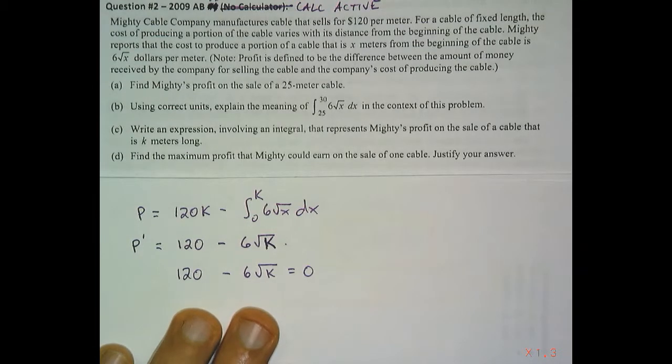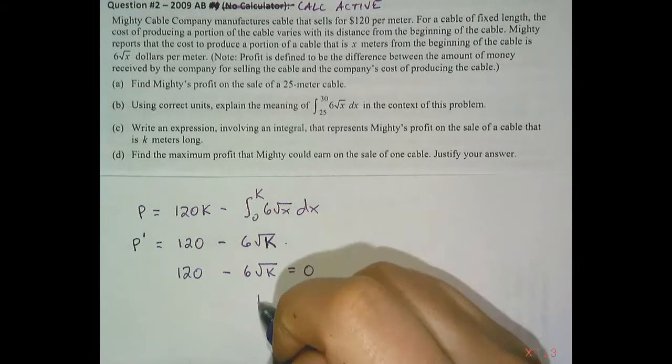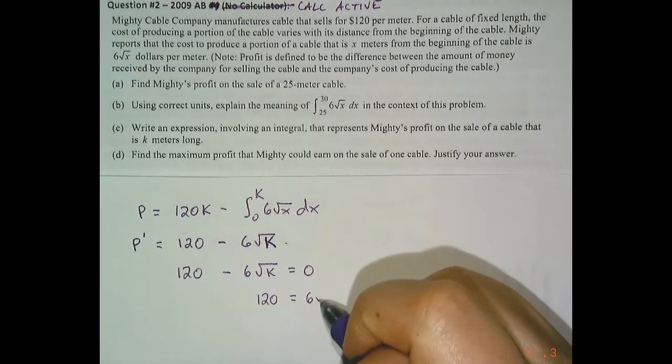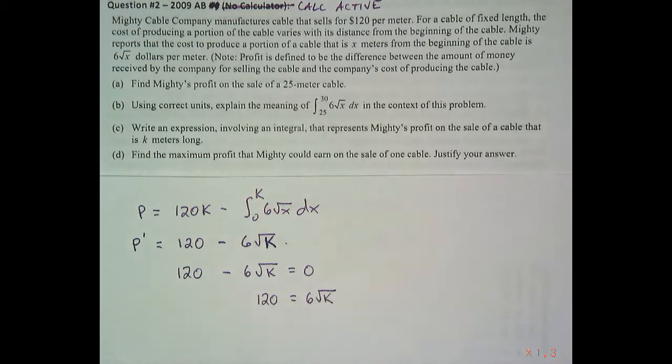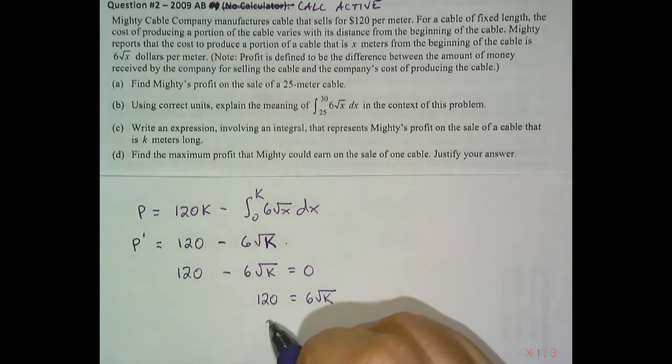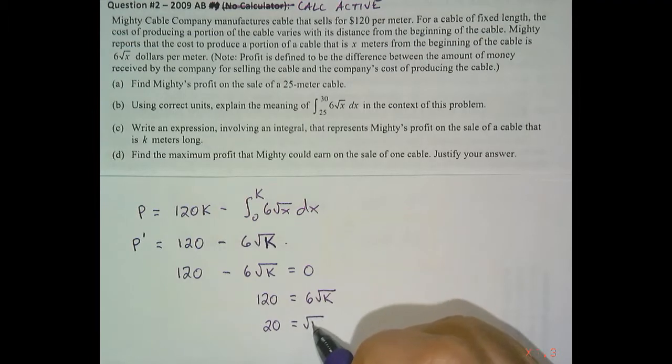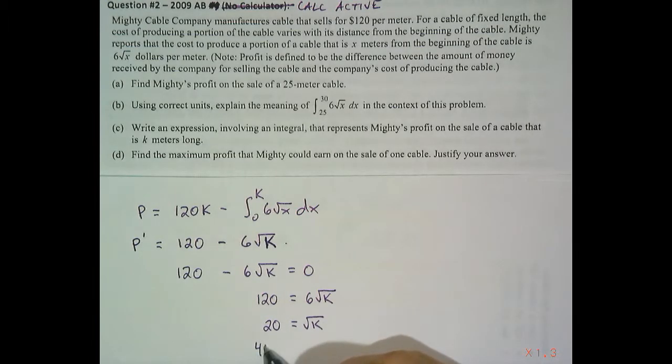Being that this is calculator active, you could use the calculator to solve this, but it is a pretty straightforward algebra problem. Add the 6 root K to the right hand side, divide both sides by 6, and then square both sides, and you get your critical value.